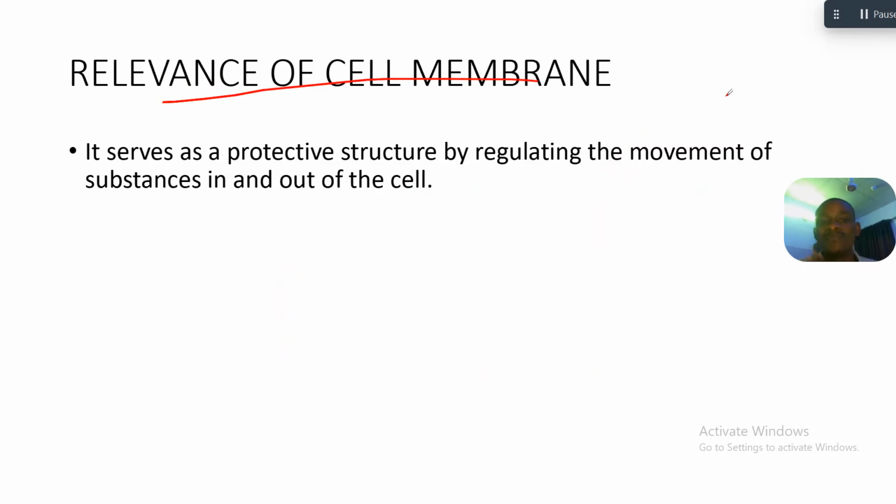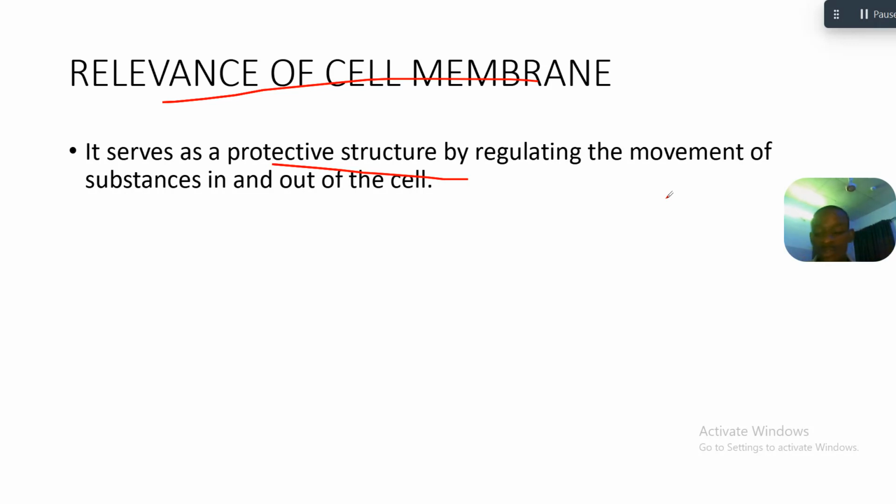Now, what is the relevance of the cell membrane? It serves as a protective structure by regulating the movement of substances in and out of the cell. Okay, it's a semi-permeable membrane and regulates what substance is actually coming into the cell and what substance is going out.